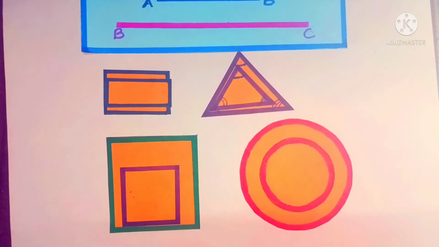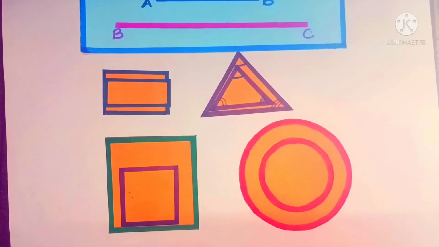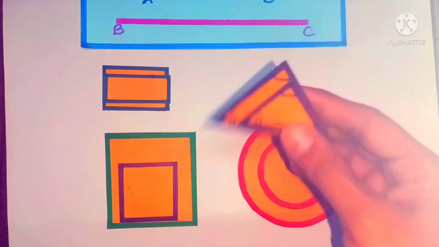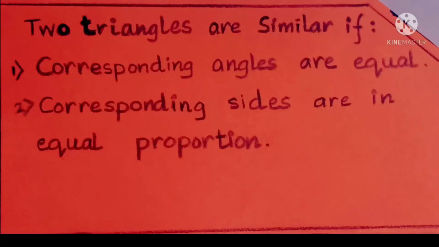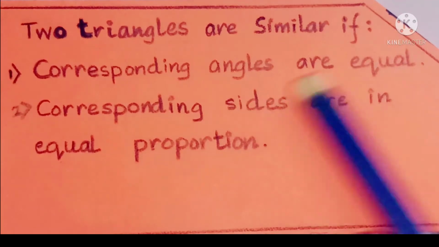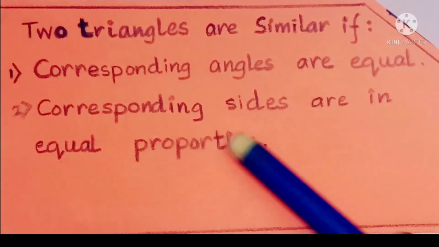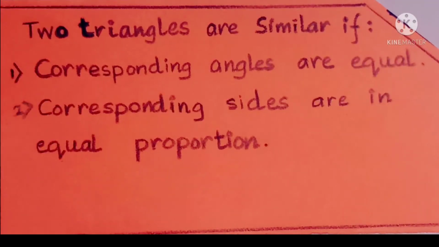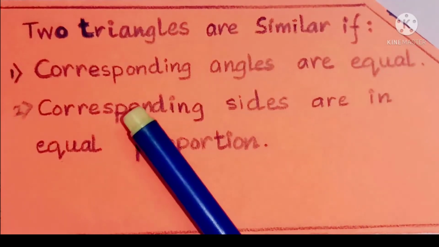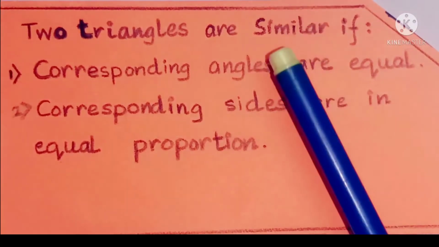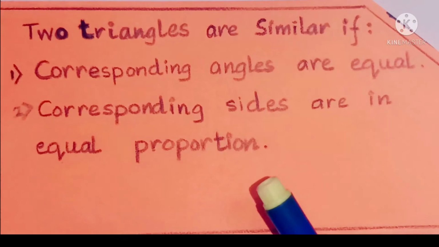But we are not going to study congruent triangles. We have already studied in the previous classes what congruent triangles are. In this class we will be studying about similar triangles. So these are similar figures, and we will be studying only similar triangles. Two triangles are said to be similar if their corresponding angles are equal and corresponding sides are in equal proportion. So we are seeing two new things here: corresponding angles, and corresponding sides in equal proportion. Let me explain the meaning of corresponding angles and equal proportion.